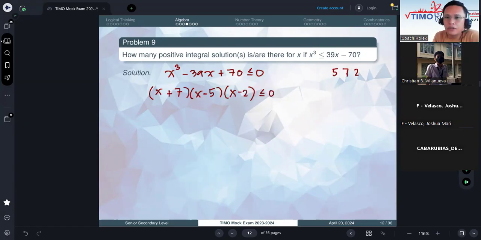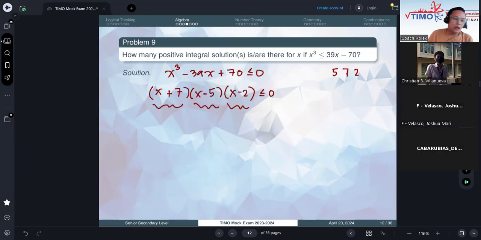Now, if we have three factors and the product is negative, that means we will have how many cases? We will have four cases, right? Case one is this is the negative, case two, this is the negative, and case three, this is the negative. Now the fourth case will be the case when each of them is negative. Take note that there are three, so it can happen that all three are negative numbers. And in that case, the product will also be equal to a negative number.